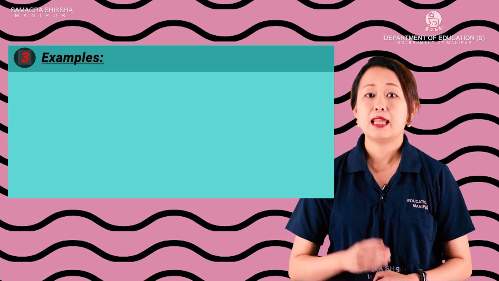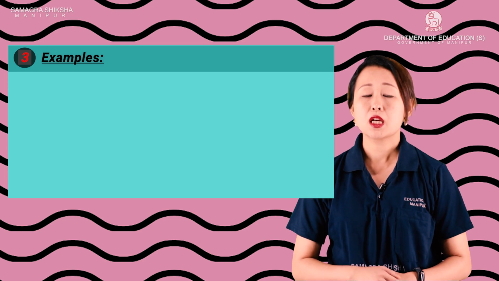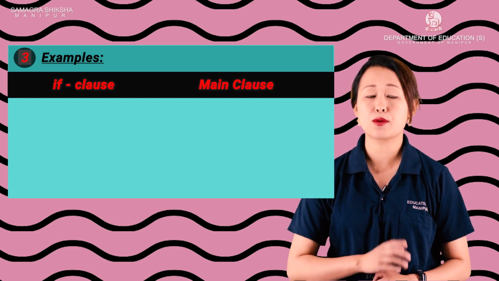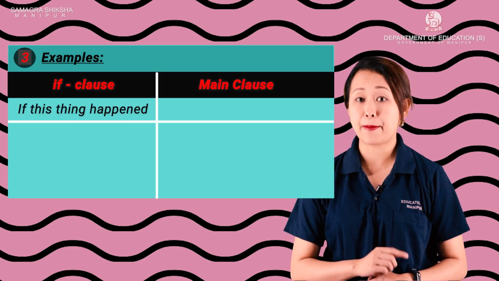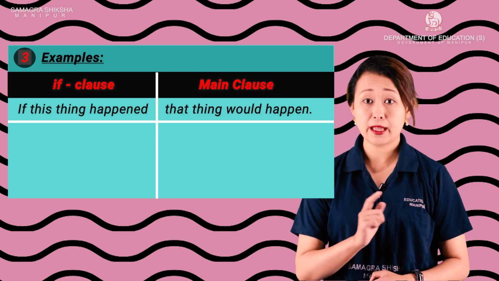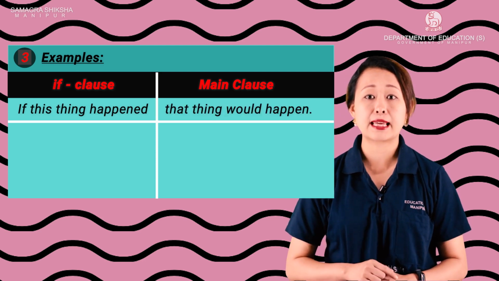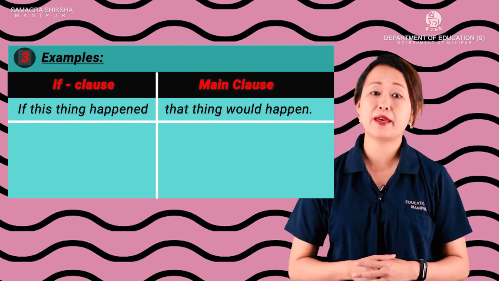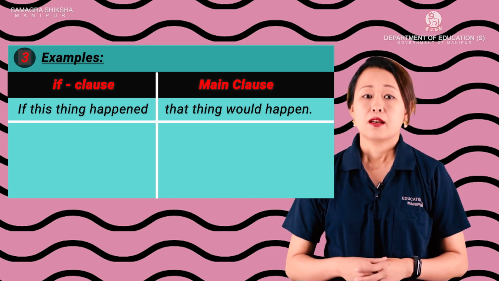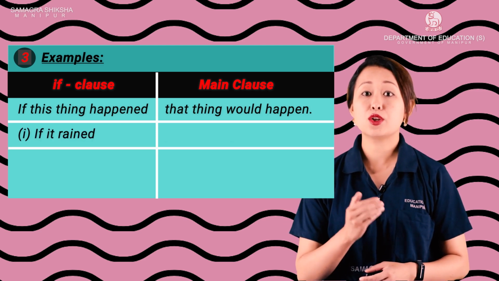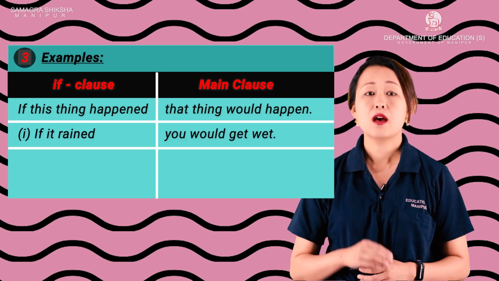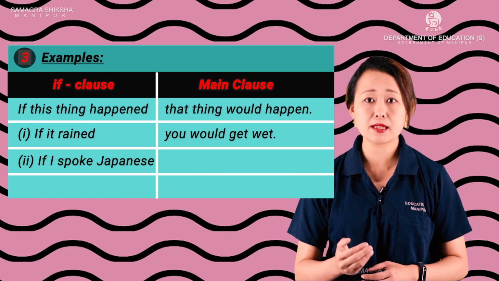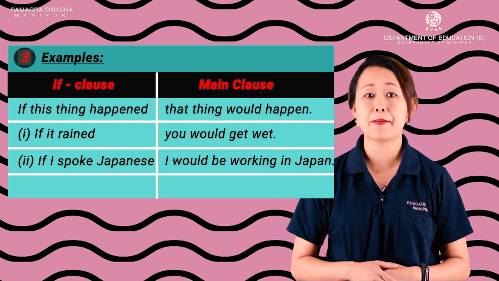conditional. Next, number 3, let us again look at the examples first, the if clause and the main clause. If this thing happened, that thing would happen. But here it is like, I'm not sure this thing will happen or that thing would be happening. If it rained, you would get wet. If I spoke Japanese, I would be working in Japan.